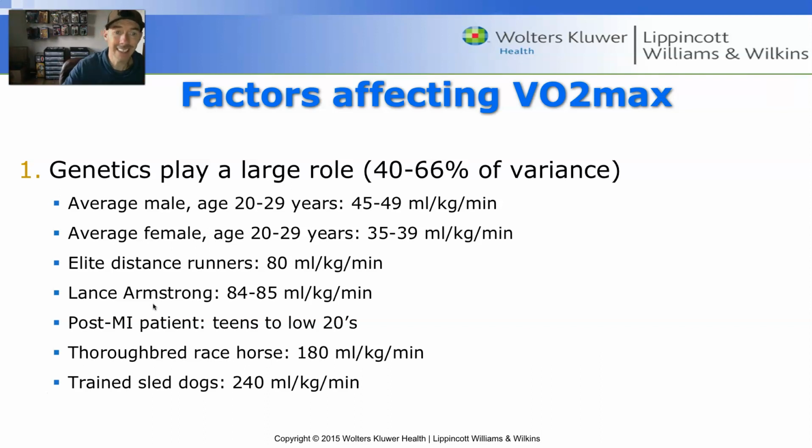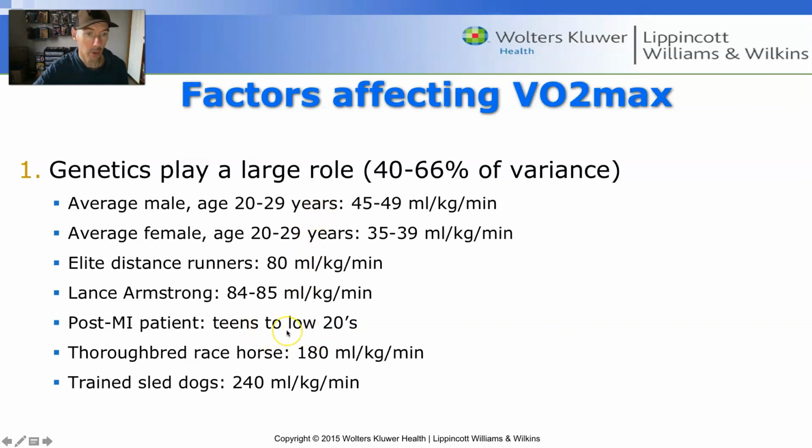Now, to contrast that to somebody who's had a heart attack. So MI stands for myocardial infarction. That's the technical term for heart attack. When somebody has had a heart attack, some of their heart muscle has literally died, okay? And the less heart muscle you have, the lower your pumping capacity will be, and the lower your VO2 max will be, okay? So somebody who's had a heart attack, their VO2 max might drop to the teens to low 20s, right? Contrast that to, again, the average male or female.